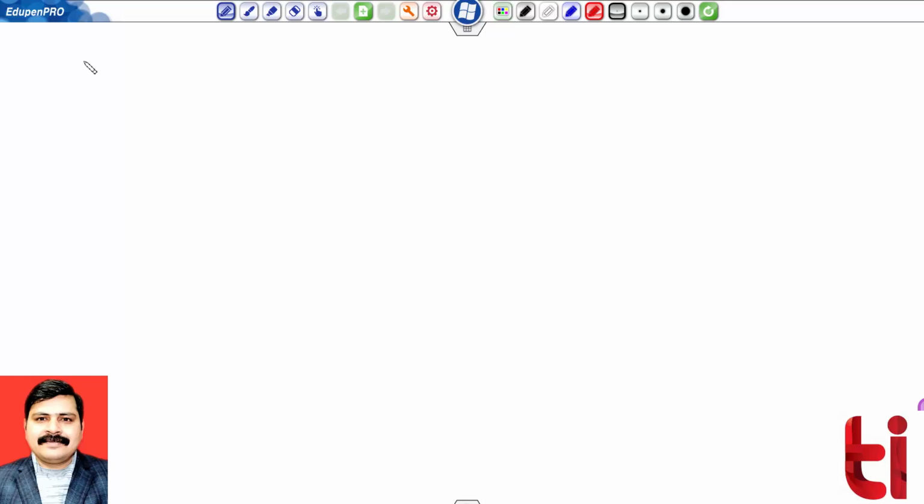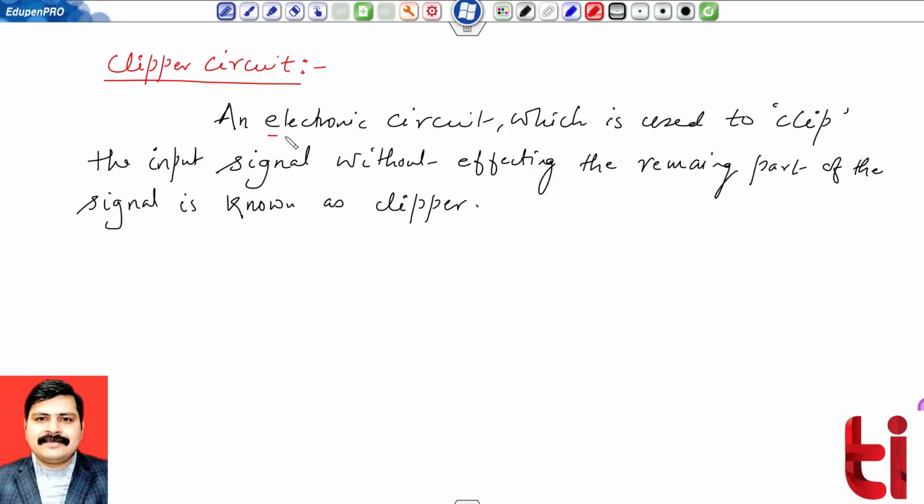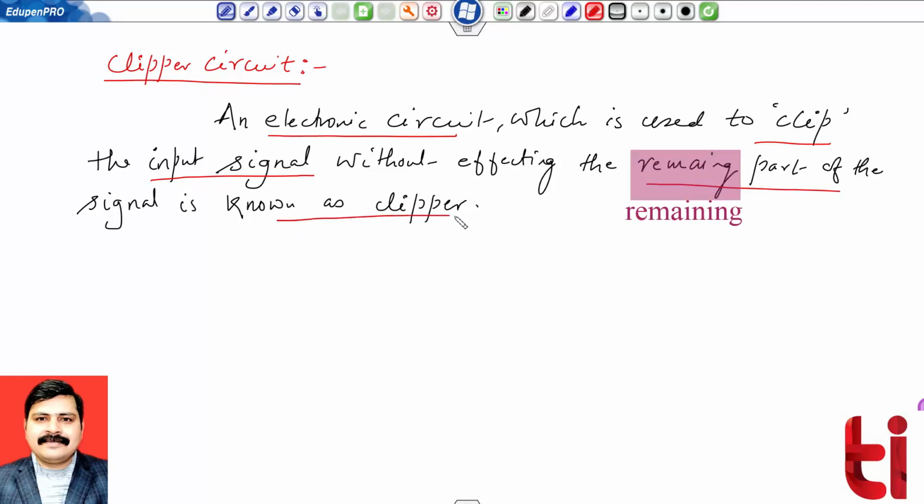In this module, we discuss the clipper circuit. A circuit which is used to clip a certain portion of the input signal without affecting the remaining part is known as a clipper.